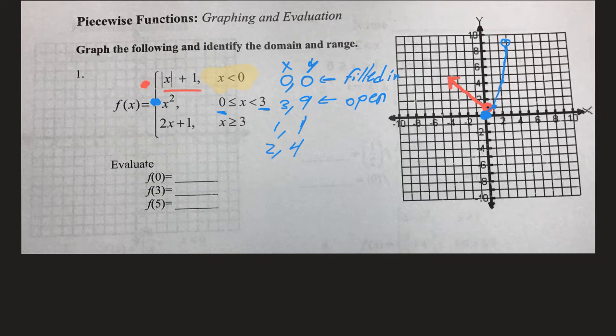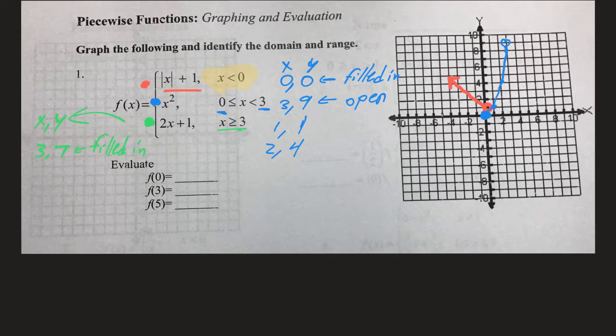Now, if we continue this, let's go ahead and do the third line now: 2x plus 1, where x is greater than or equal to 3. So I'm going to do that off on this side. Let's plug in 3. So we've got x and y. We're just plugging in the numbers that we know. 3, and 3 times 2 is 6, plus 1 is 7. Okay? And should that be a filled in circle or an open circle? Well, that one is going to be filled in, again, because this is equal to 3.